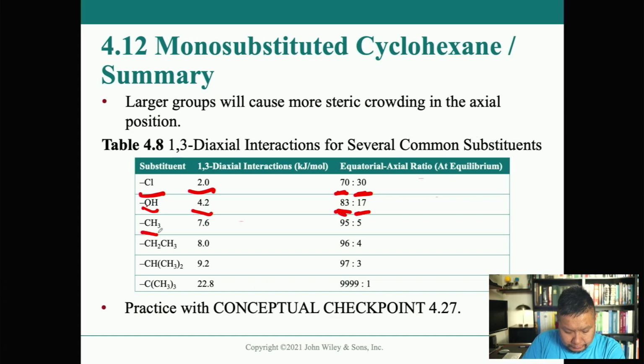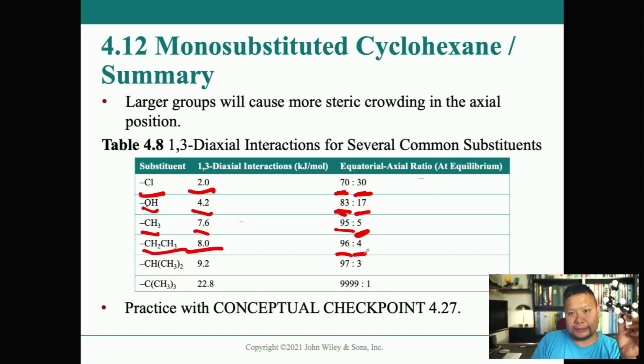Methyl group, the one we just did. This one right here, the 1,3 diaxial interaction, the carbon 1 right here and the 3 position here. 95% of it is in the equatorial, ring flipped equatorial. And then 5% would be in the other position where the methyl is pointed upwards in the axial position, like so. Only 5% like this. Okay. We have an ethyl group. It's even more energy, 96% to 4%.